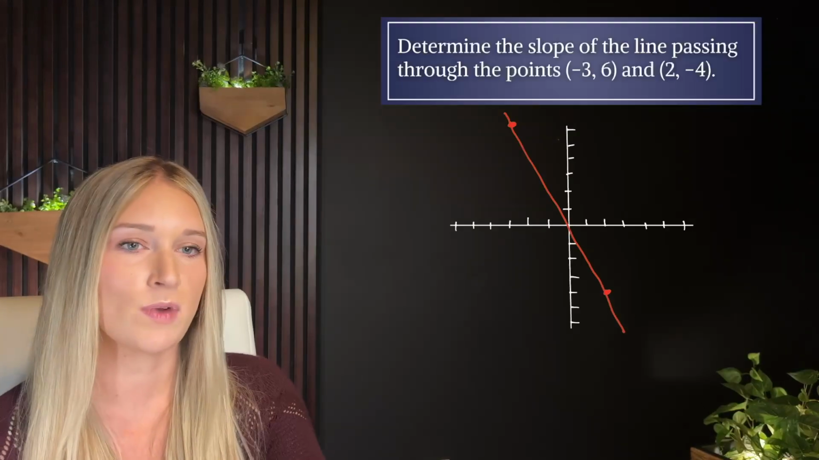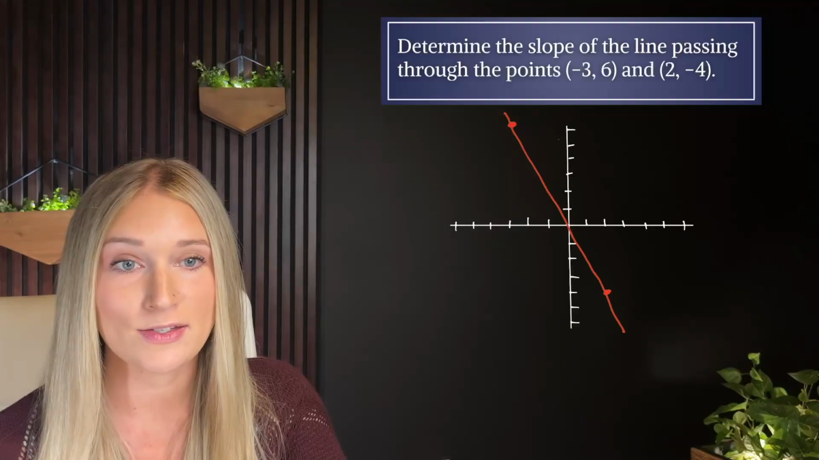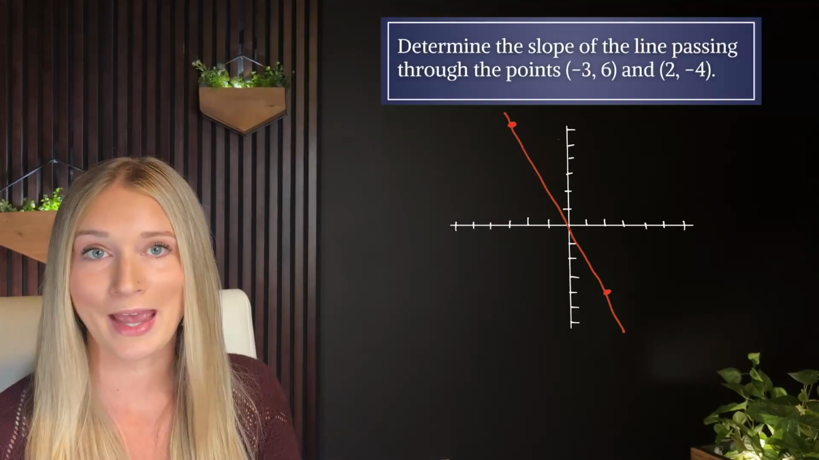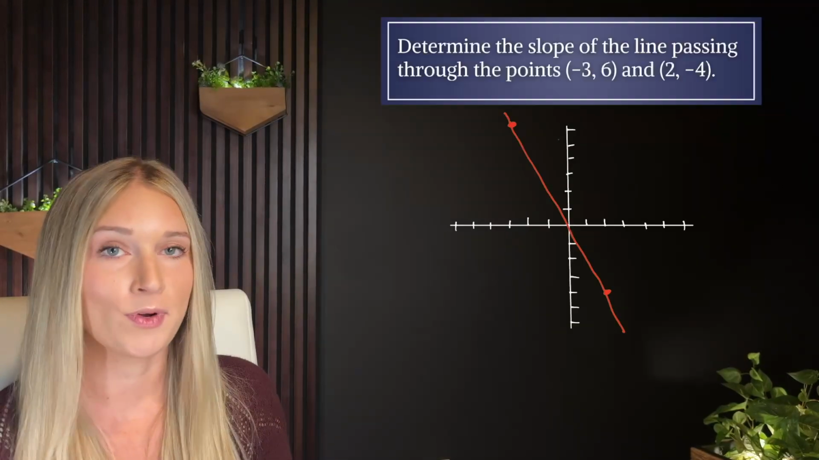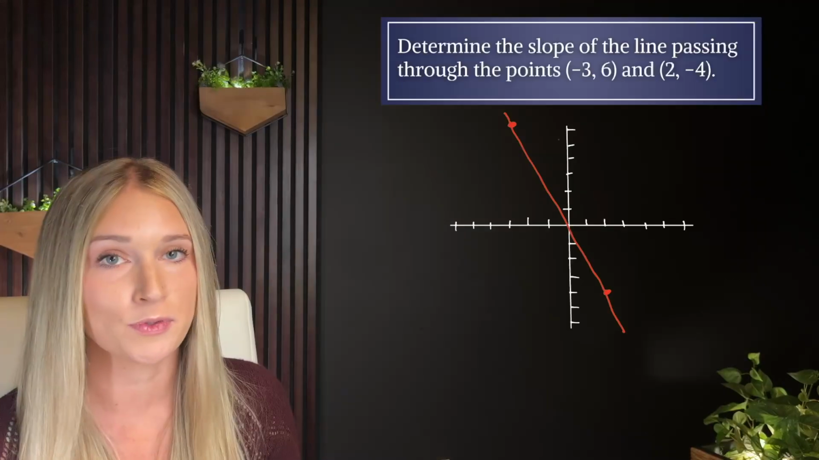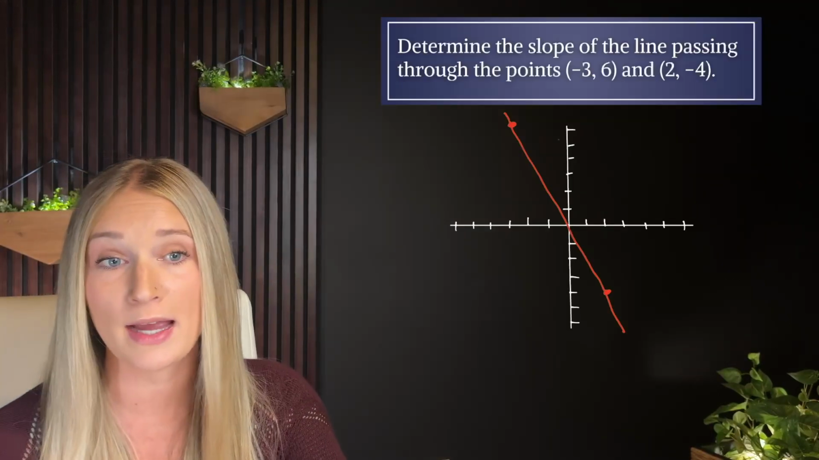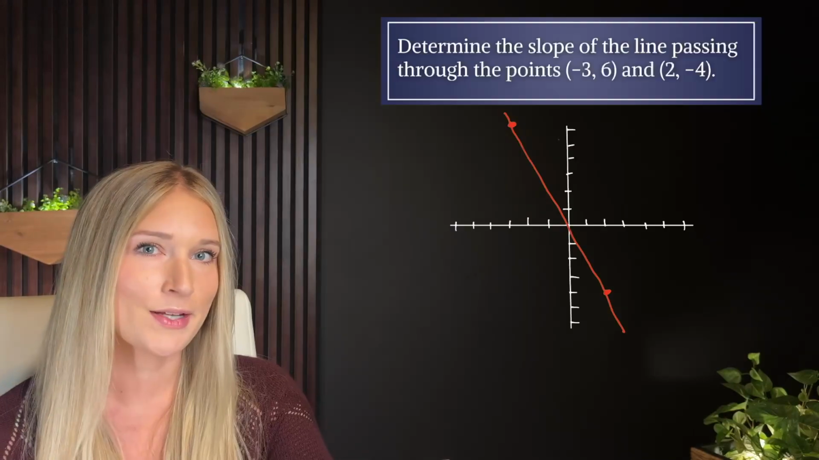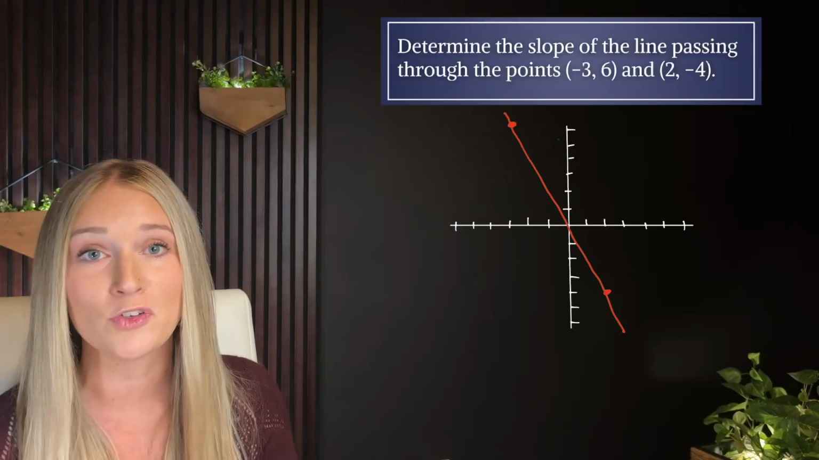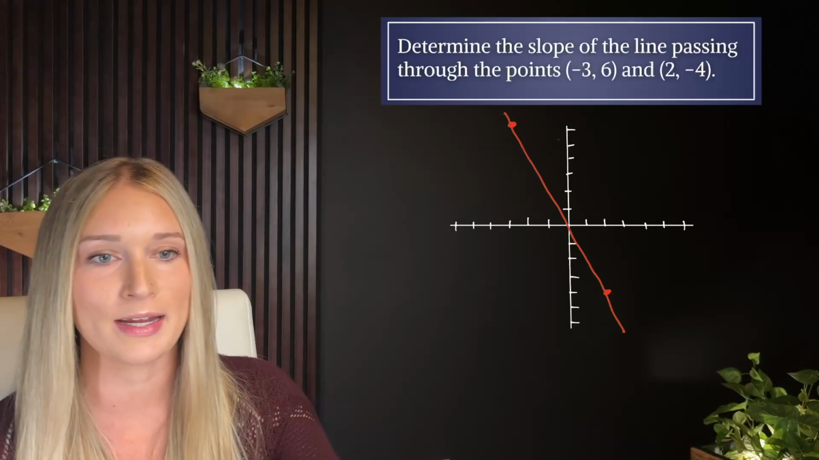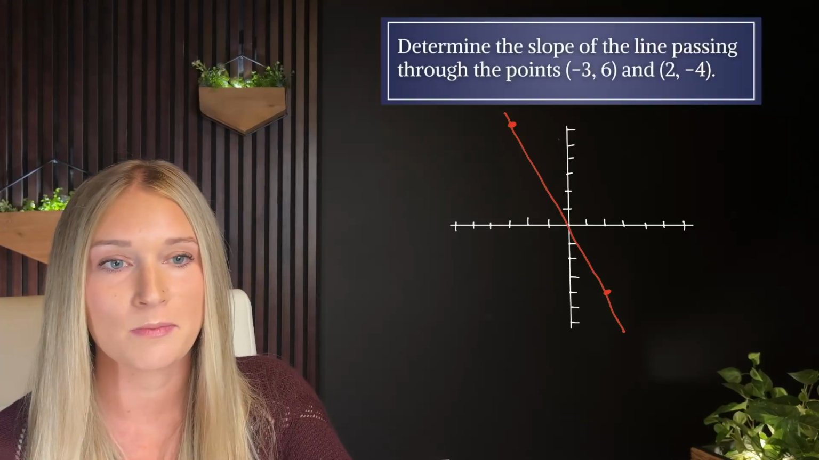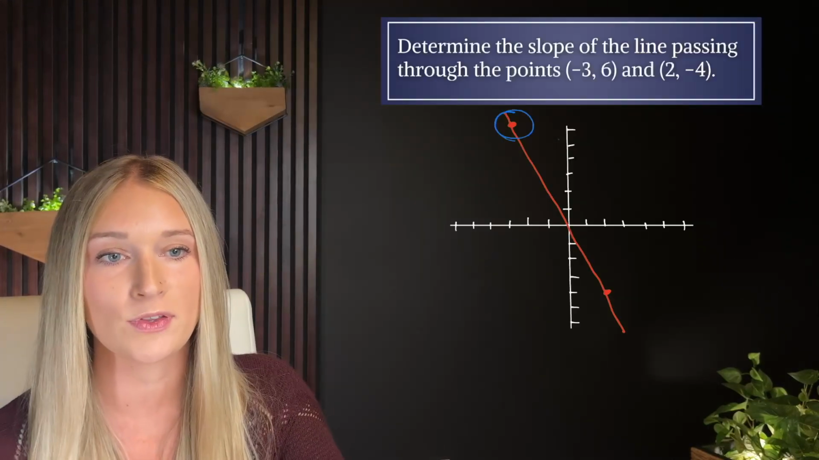Remember, slope is just rise over run. So to find the slope, all I really need to do is count how much do I go up or down, and then how much do I go left or right to get from one point to the next. Because slope is rise over run, I personally like to start with my up and down movement before I go left or right. So let me start with my first point, negative 3, 6.